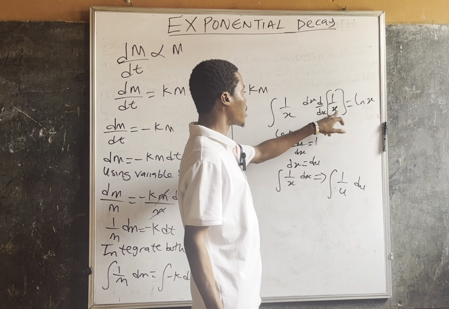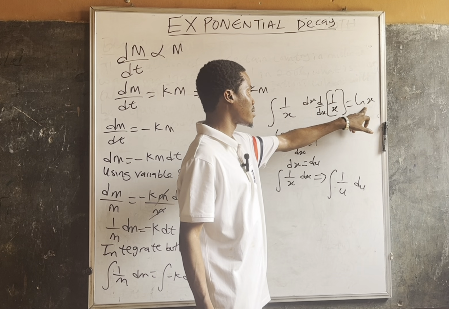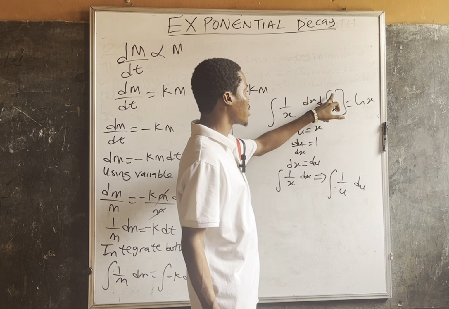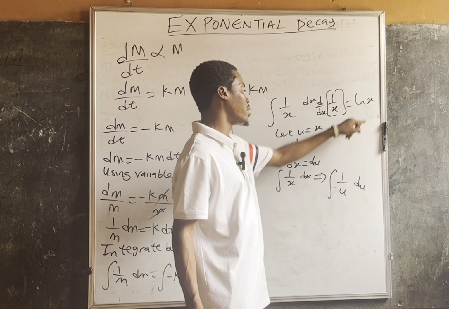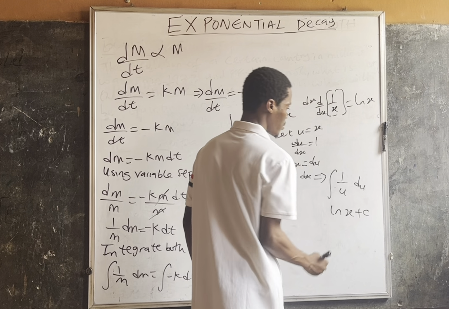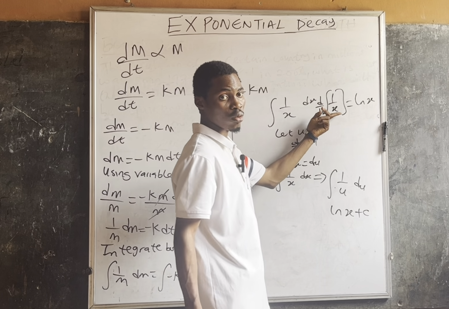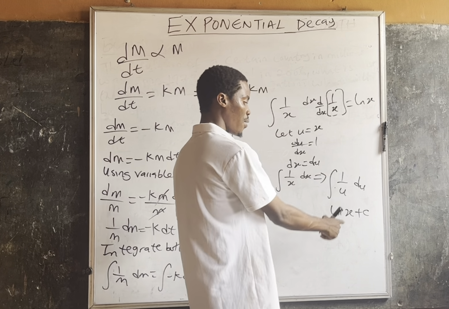So it means if you have 1 over s, we are going to have ln s. If we differentiate ln s, we are going to get 1 over s. That's why we now have ln s plus c, according to the law of integration.